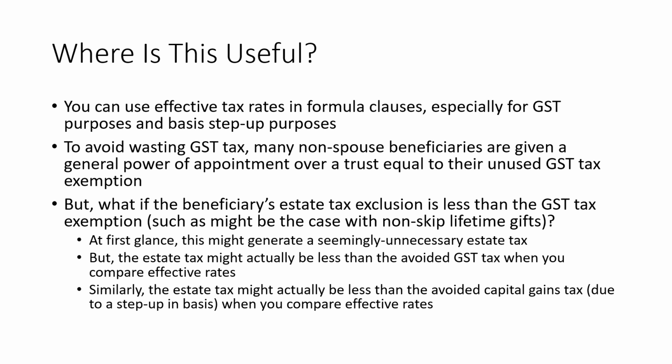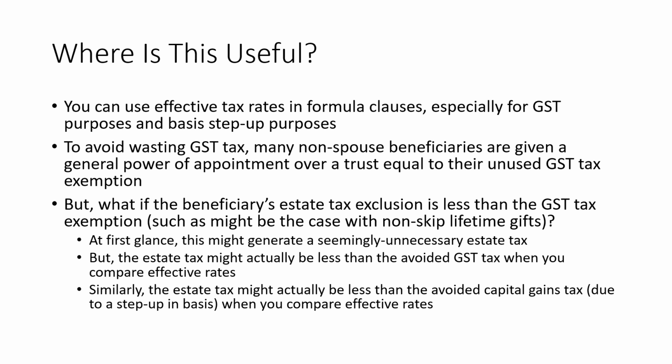But typically, when we look at a formula, it's only good because it only looks at the unused exemption and it gives you a general power of appointment up to that threshold in order to maximize the use of tax exemptions. But what if we could maximize this by applying more by formula to a general power of appointment than the amount of the beneficiary's remaining exclusions? What would happen there, especially in a case where maybe the estate tax exclusion is less than the GST tax exemption, is that you'd have a seemingly unnecessary estate tax.